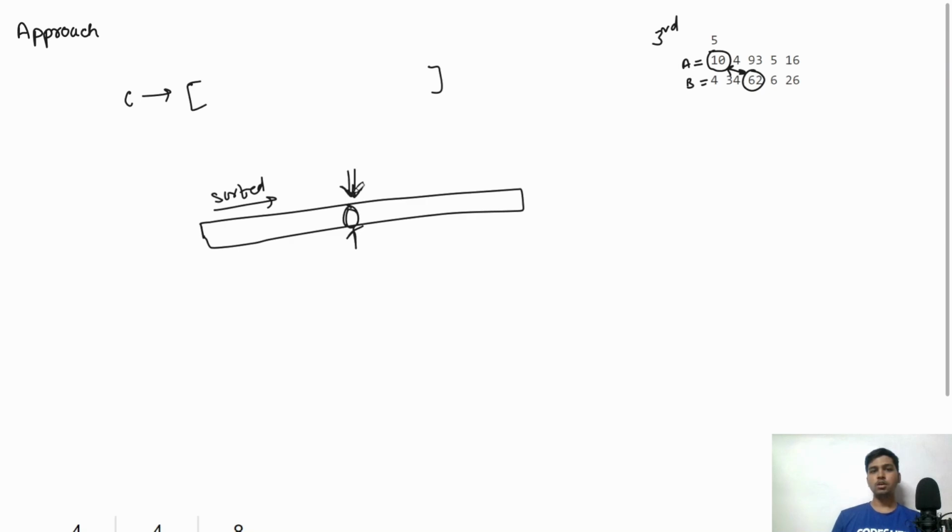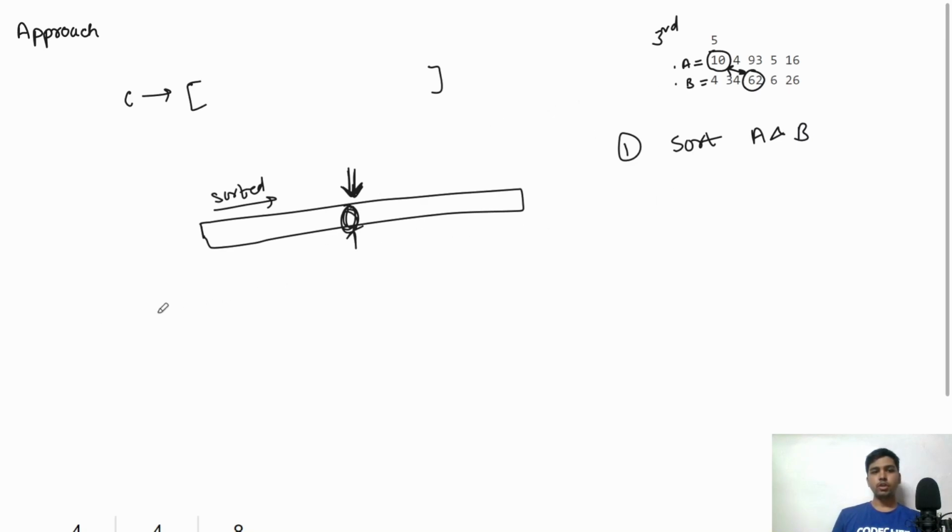So here we need to work on this median. The first hint which is coming to my mind is to sort this array A and B, because if we are sorting this array A and B, then we can use them in a specific order such that we get maximum value here. So first thing is sort A and B.